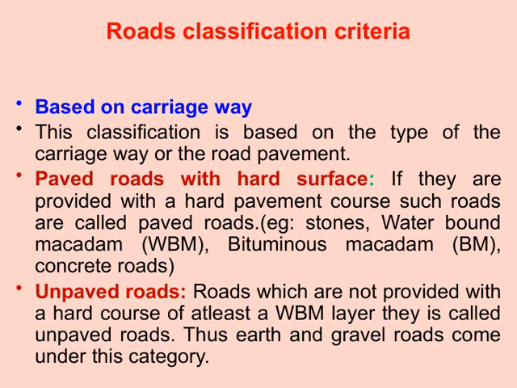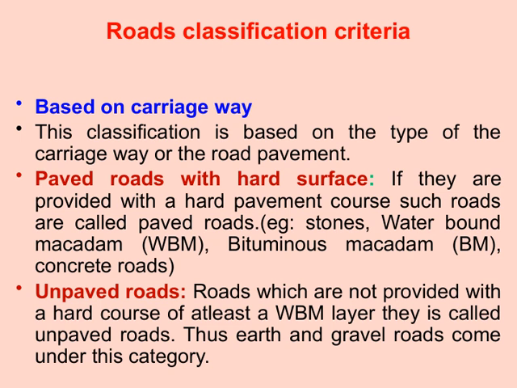On the other hand, we have unpaved roads. These are roads that do not have a hard, durable layer like the ones I just mentioned. If a road isn't provided with at least a WBM layer, it falls into this category. Typically, earth roads or gravel roads are categorized as unpaved roads. They are generally less durable and are often used in rural or less trafficked areas.